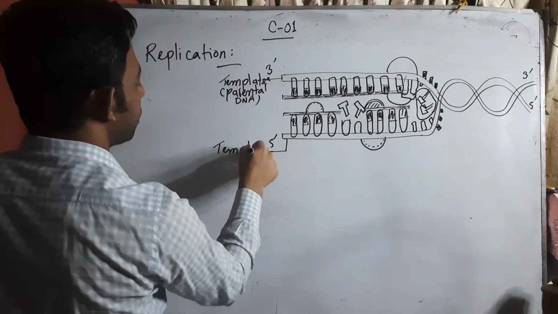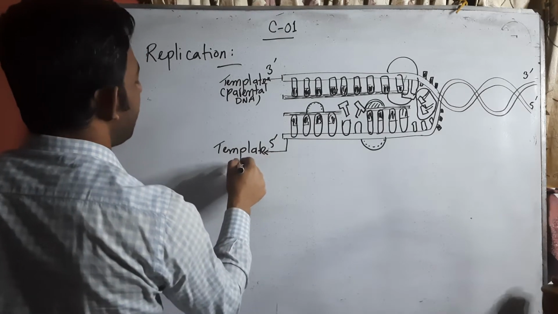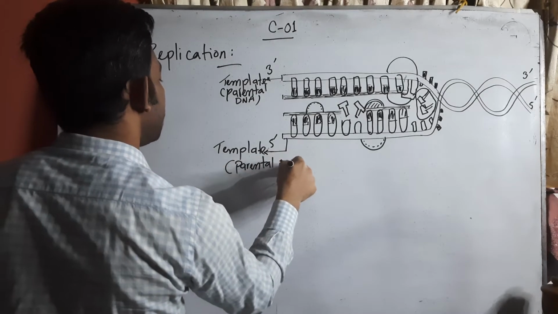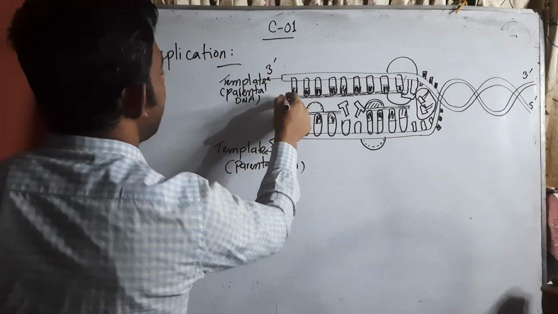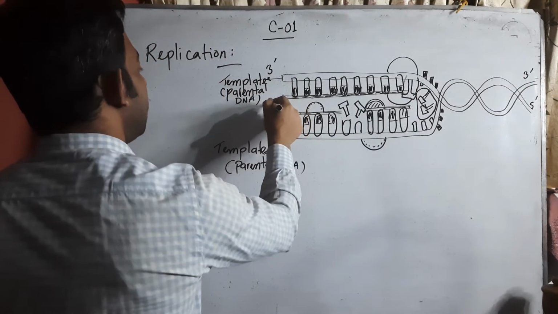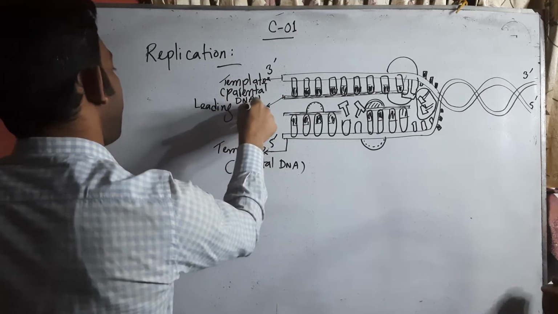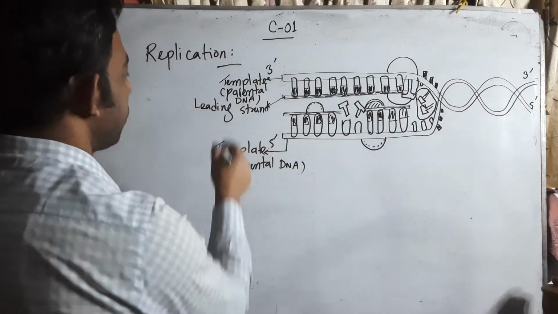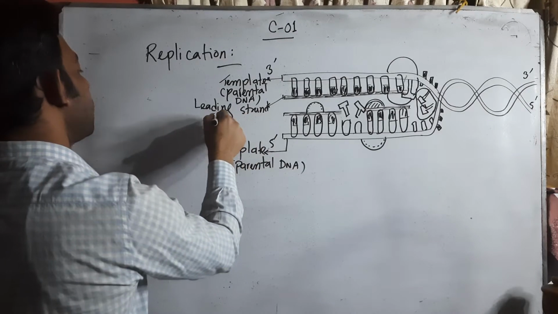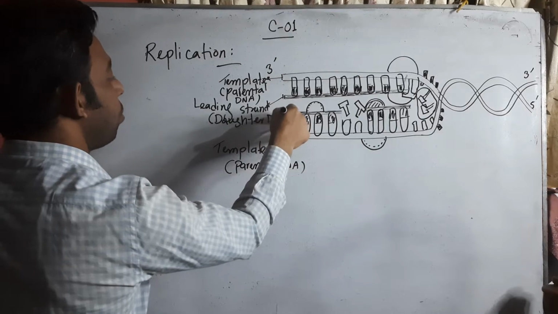Since we know about that template, this one is also having the parental DNA. And the part we added here, that is important. This one acts as the leading strand. I write in short form, a small alphabet, so do the marking here, dear students. Leading strand, that means daughter DNA. I think you got that one.